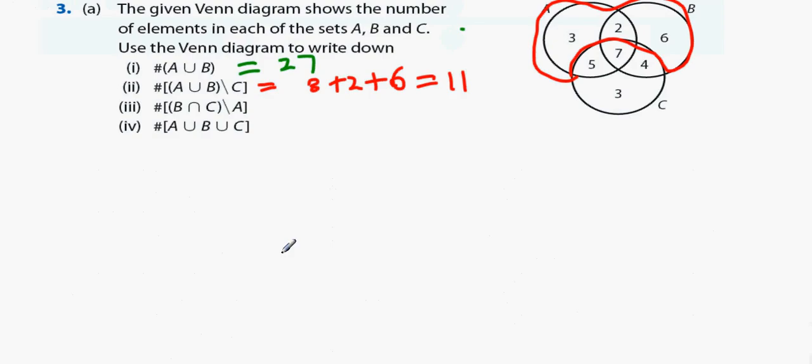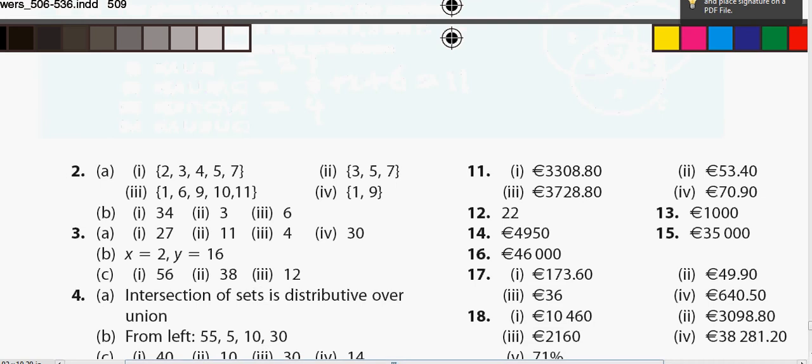Okay, next one is B intersection C, everything that's in B intersection C that's not in A. So let's draw a loop around B intersection C. There's B intersection C there. And it's not allowed to be in A, so this part here is not allowed. So the only answer we can have there is 4. Okay, so the answer is 4. Next one.